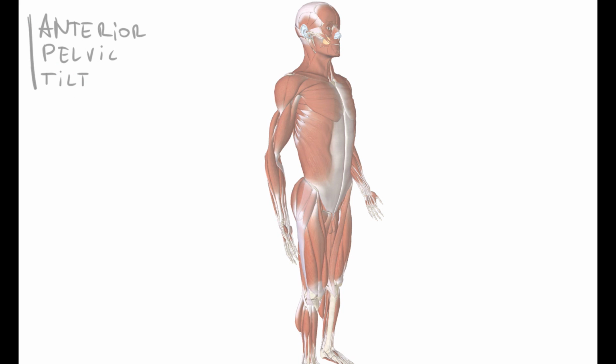Let's first look at some basic terminology. Let's look at the planes. Coronal plane divides the body into front and back sections. Let's say this would be the midline of the body. Going closer to the midline, medial. Going away from the midline, lateral.